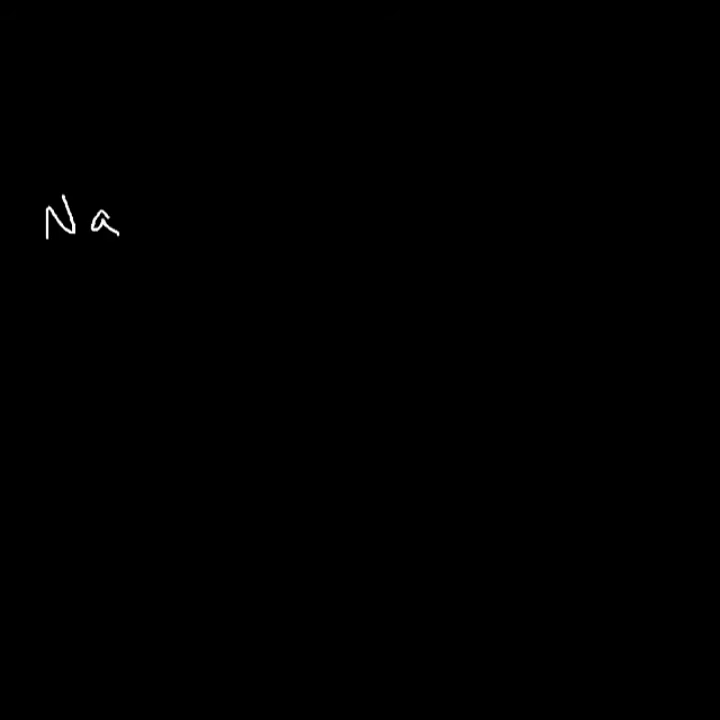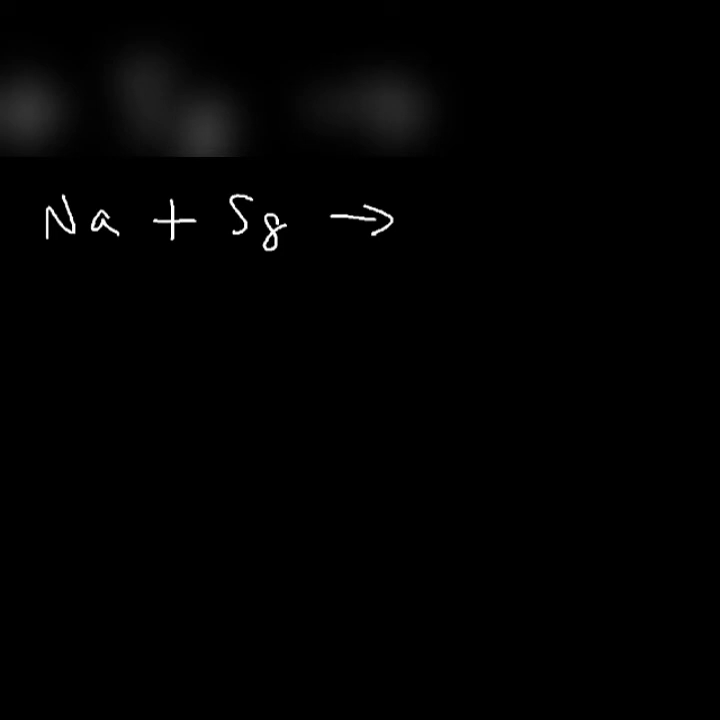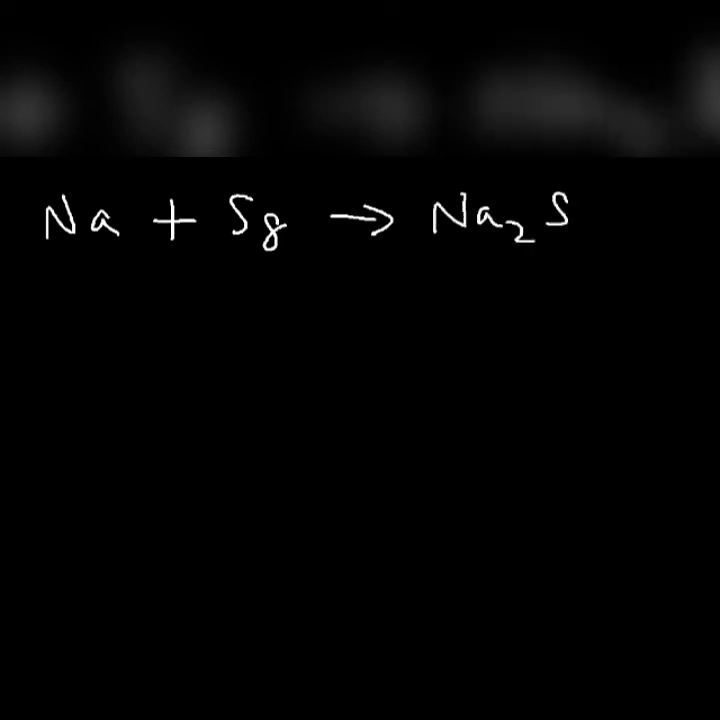Consider this reaction. Sodium metal plus elemental sulfur produces sodium sulfide. Let's say if we have sulfur in its S8 form, how would you balance this reaction? What would you do? So we have 8 sulfur atoms on the left, but only 1 on the right. So that tells us that we need to put an 8 on the right side, since 8 times 1 is 8. So we have 8 sulfur atoms on both sides.